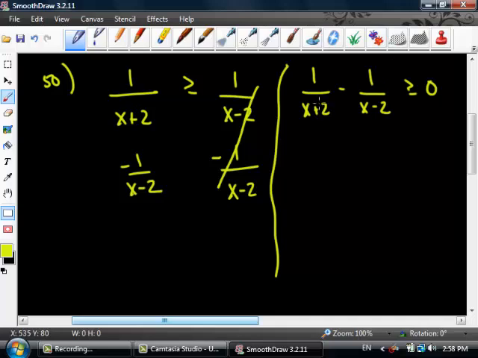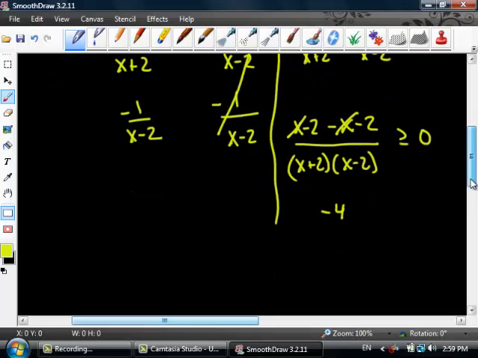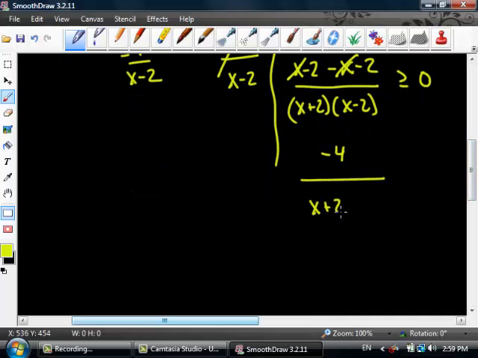Common denominator. So common denominator here is x minus 2, x plus 2. So this needs an x plus 2. This needs an x minus 2. So this is going to be x minus 2 minus x minus 2 all over x plus 2 times x minus 2 is greater than or equal to 0. X minus x goes away. Negative 2 minus 2 is negative 4 all over x plus 2 times x minus 2. Now that it's all simplified and nothing else can be combined, now we can find our critical numbers.